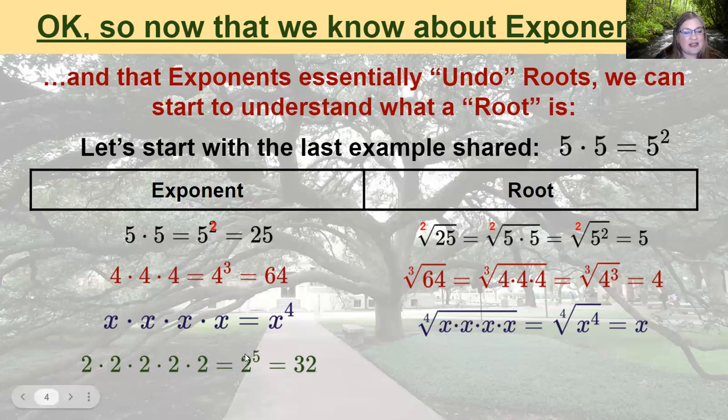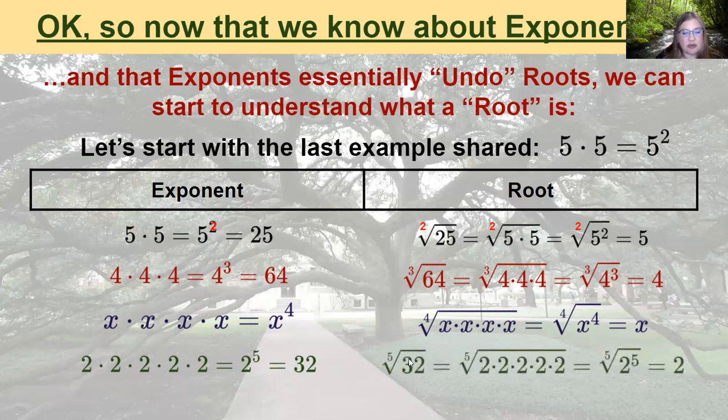But now the opposite of this, because we use the 5th power, is going to be the 5th root. So the 5th root of 32, we could break it down into its parts. There's 5 of them to the 5th power, and the 5 and the 5th root undo each other. So we're left with 2 as the answer, which was our base.